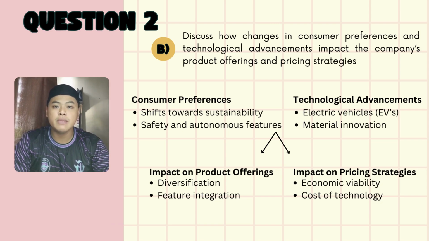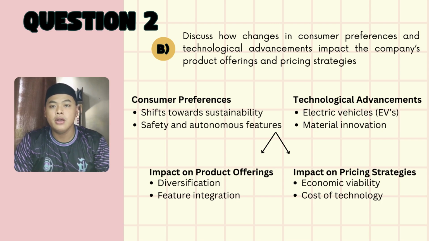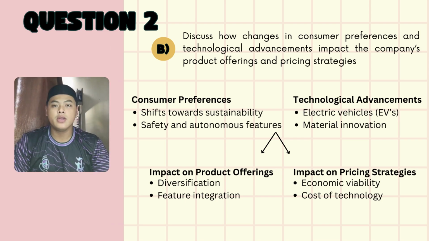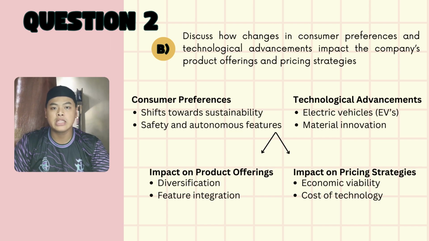So, proceed to the impact on pricing strategies. For the first one, cost of technology. Technological advancement can initially increase manufacturing costs. Proton may need to balance affordability with offering competitive features. For the next one is economic viability. Proton will need to assess the market demand and willingness to pay for new technology, ensuring that pricing strategies align with both customers' expectations and profitability goals.